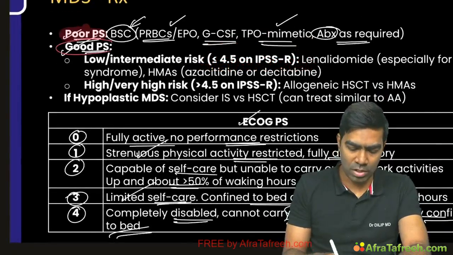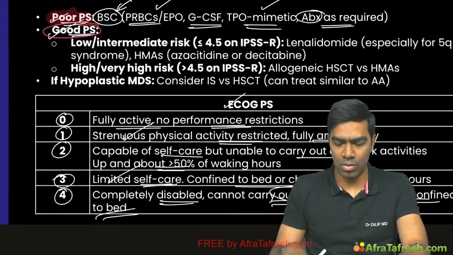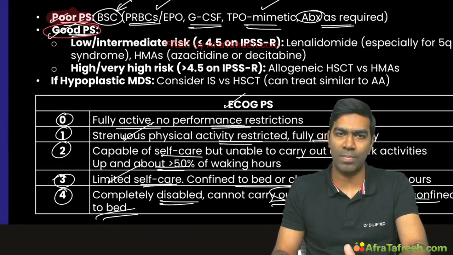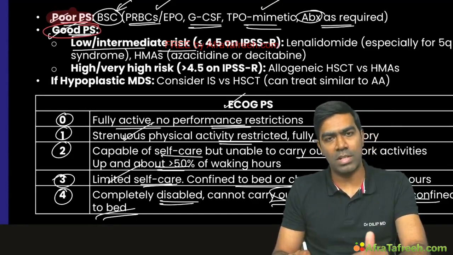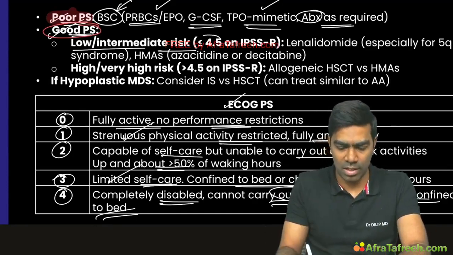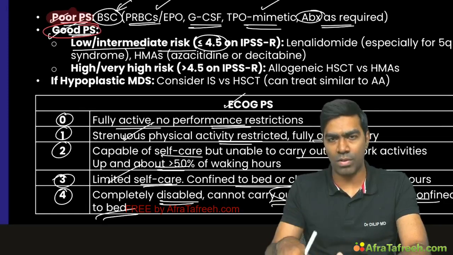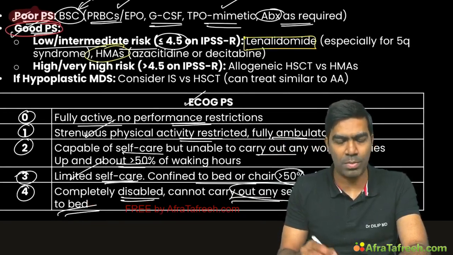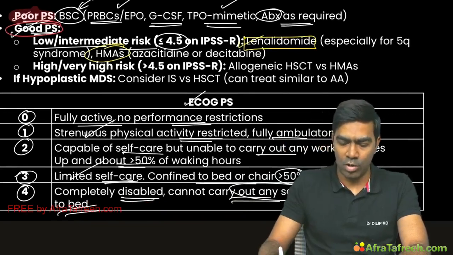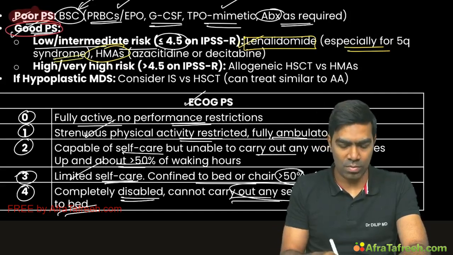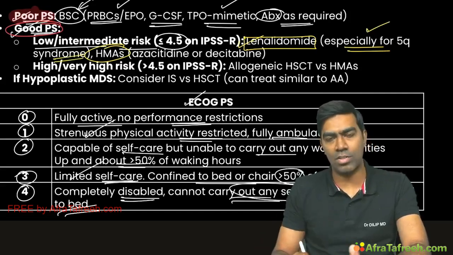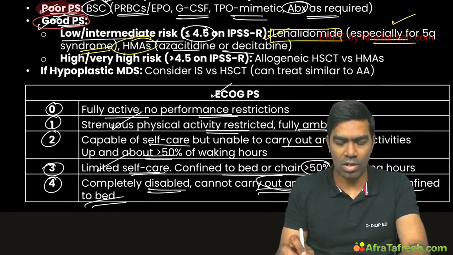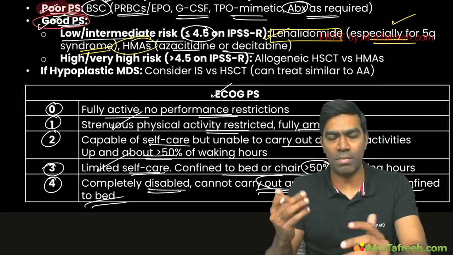If the patient has a good performance status, then you can try some definitive therapy in the form of hypomethylating agents, lenalidomide, or even a hematopoietic stem cell transplantation. For that, we need to know the risk. If the patient is in the low or intermediate risk category, for example, if the score is less than or equal to 4.5 in the IPSS-R, then you can consider the use of either lenalidomide or hypomethylating agents. Lenalidomide is especially effective for 5q deletion syndrome. We discussed that already. It can result in a complete cytogenetic response in a vast majority of patients. And hypomethylating agents can be tried for other groups of MDS apart from the isolated 5q deletion.